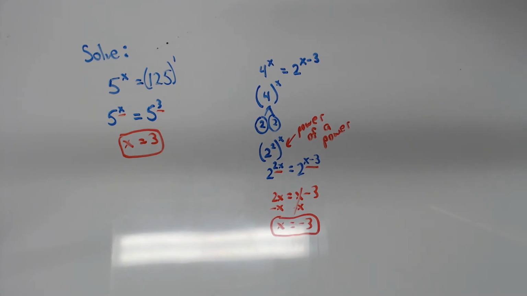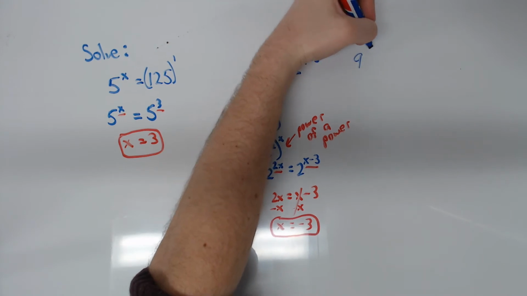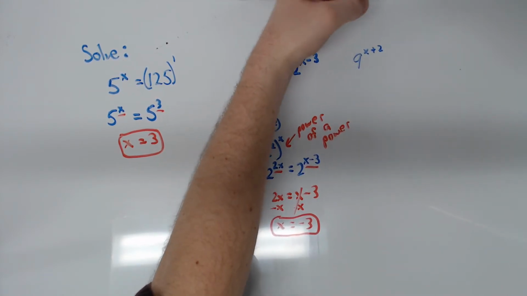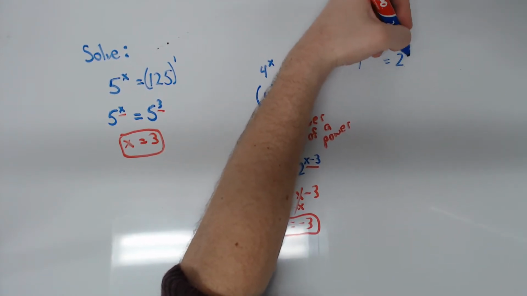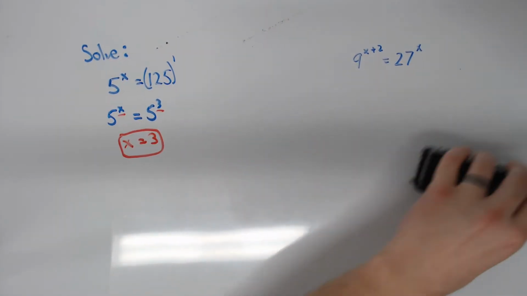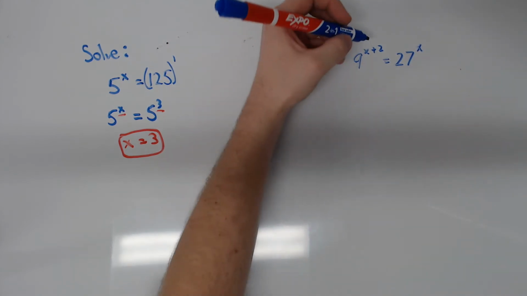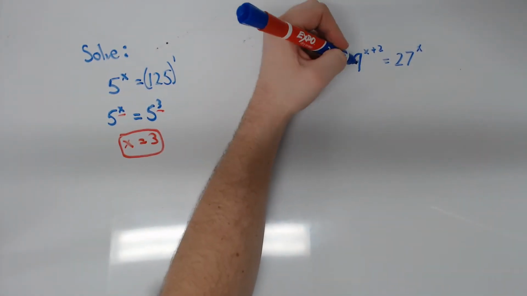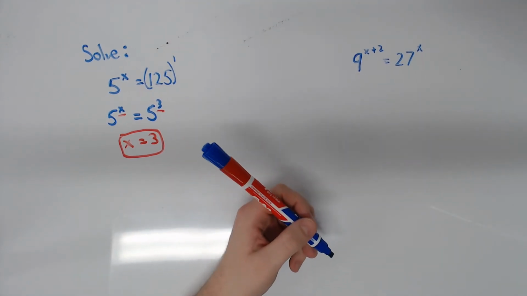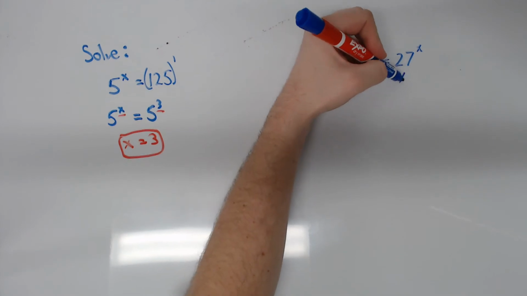Finally, one more. We've got 9^(x+2) = 27^x. Now, this one's even a little trickier, and your number sense has to be a little bit on point for this, because you need to know that 9 isn't going to go straight into 27. This is an example where we have to find a different base for both.